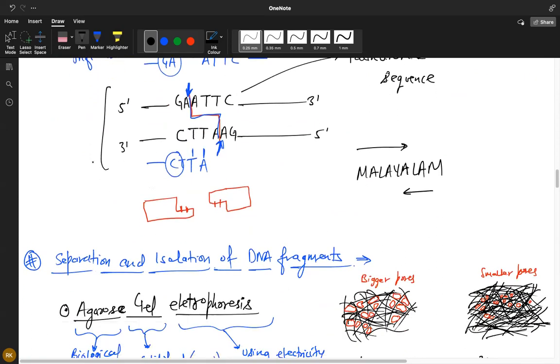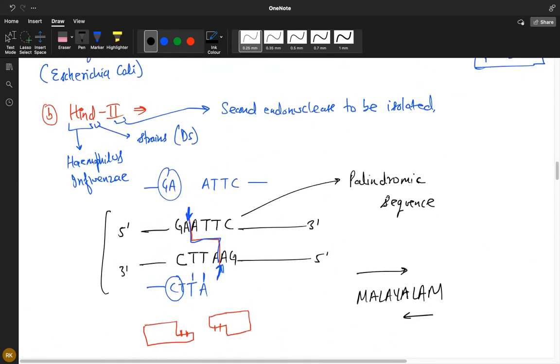And I also quickly told you, what is the role of palindromic sequence? What is the importance of palindromic sequence in this whole cutting through restriction enzyme business? Do you remember any importance of it? I'm not sure about this, but is it that no matter where you cut, the order is going to be the same, something like that?